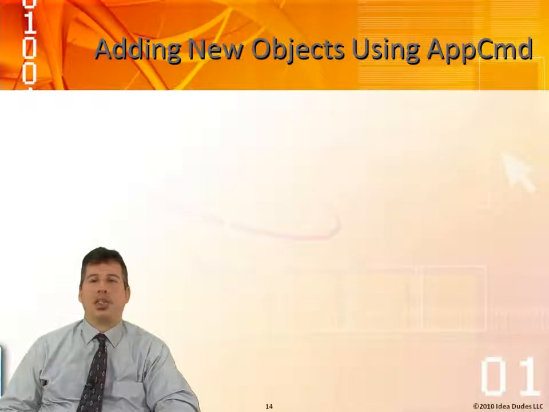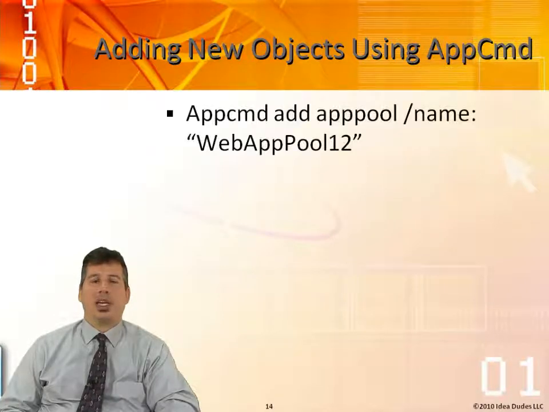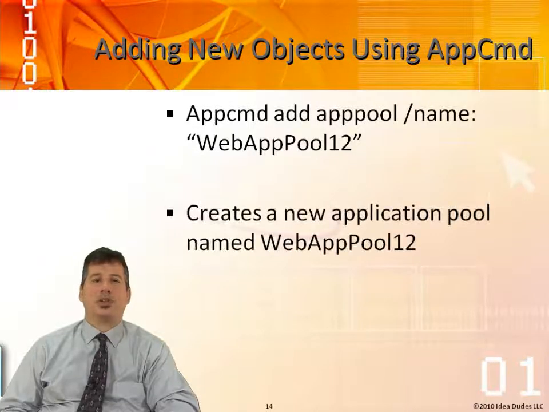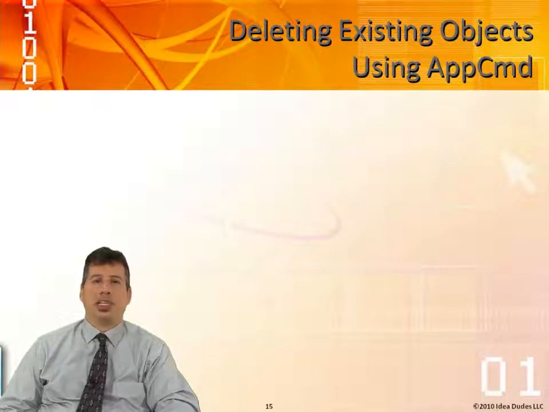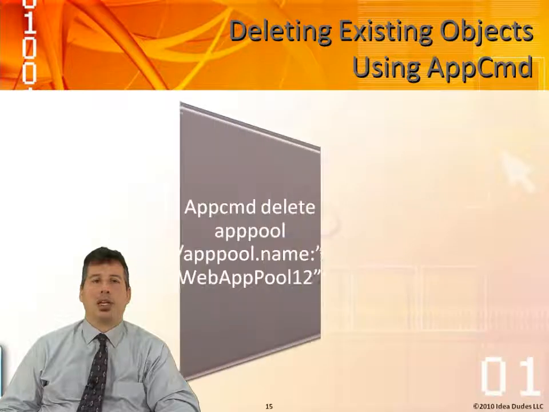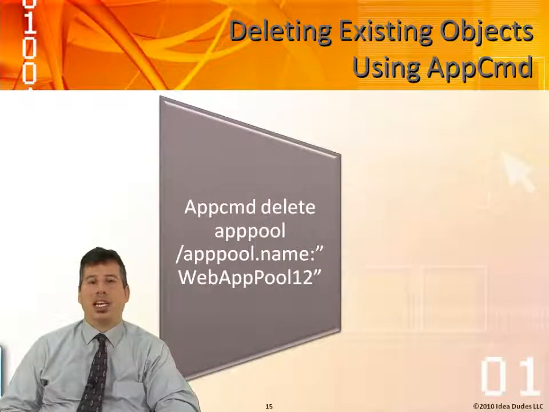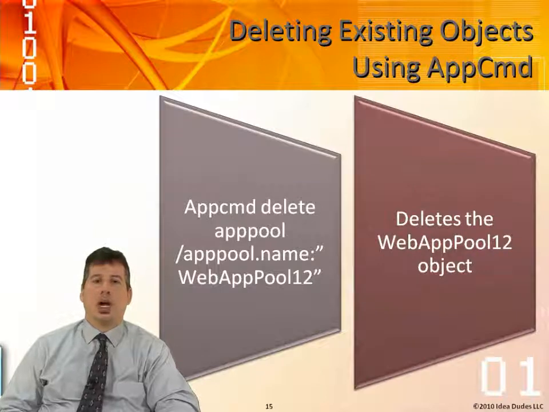Adding new objects using the AppCmd command. AppCmd add apppool /name, and it's going to be web app pool 12. What that's going to do is add an additional web application pool named web app pool 12. Deleting existing objects using the AppCmd command. AppCmd delete apppool /apppool.name web app pool 12. What that's going to do is delete the actual web app pool 12 object.